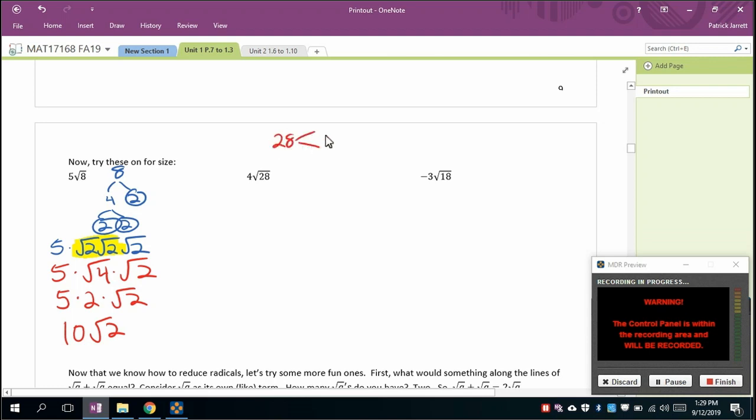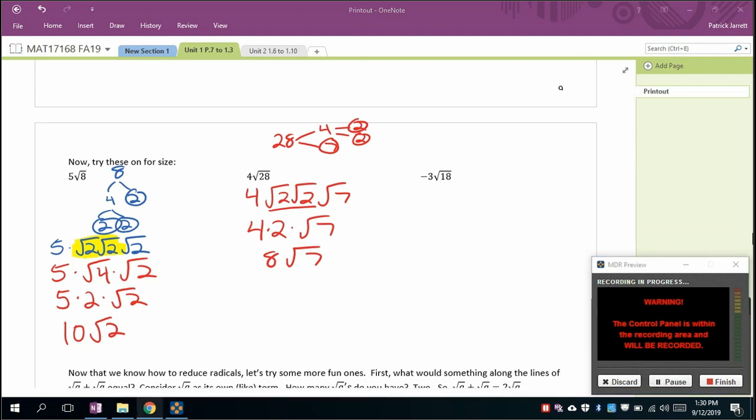Now, 28, let's break that apart. 28 will be 4 times 7. Now the 7 is prime, and the 4 is 2 and 2. So this will become 4 times root 2, and then root 7. The root 2 and root 2, you can write the intermediate step or not. Basically, it's 4 times 2 times root 7, or simply 8 root 7. One thing I highly recommend you do is verify the decimal equivalence between 4 times the square root of 28 and 8 times the square root of 7.